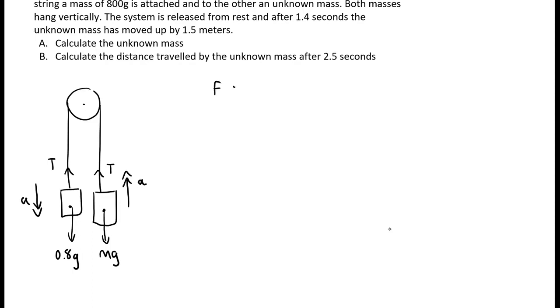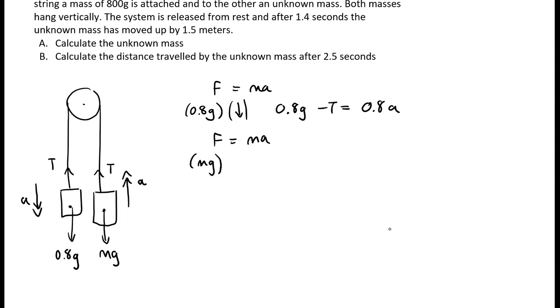Step 4 is to apply F equals ma to each object. So to the 800 gram mass, resolving with down as positive, 0.8g minus T equals 0.8a. Again applying F equals ma, but to the other mass, so to the weight mg, taking up to be positive because it accelerates up, T minus mg equals ma.